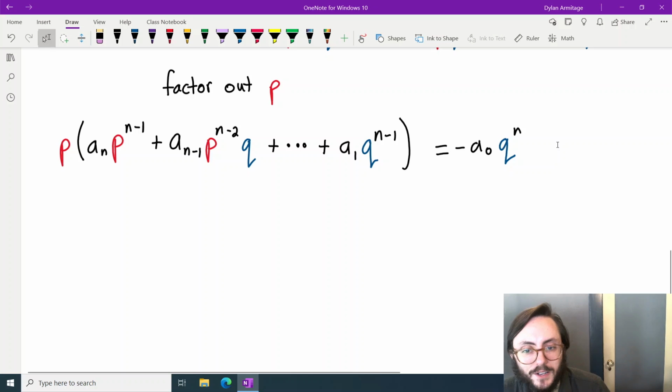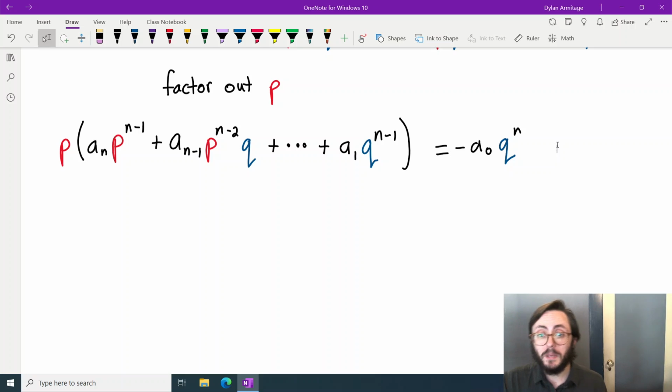All right, well, what does this mean? Well, this means p times something equals what's on the right, which means that p can divide what's on the right side. We know that p cannot divide q to the nth power because they are something called coprime. They don't share any factors.